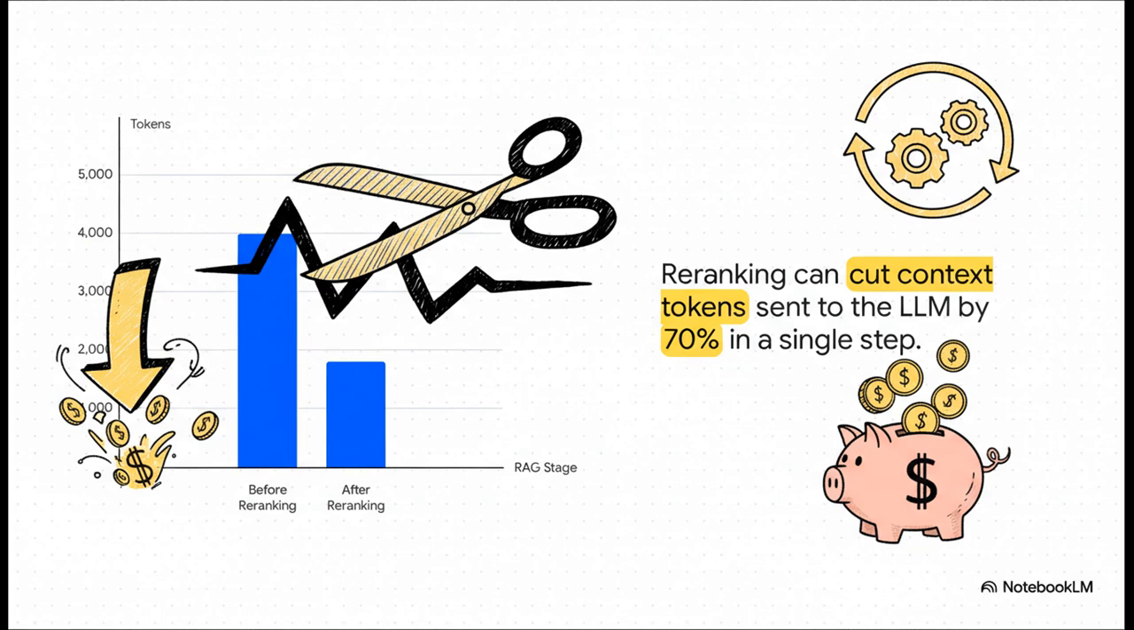And the impact? Just look at this. It's staggering. We're cutting the number of tokens we send downstream by way more than half. This single step is one of the biggest levers you can possibly pull for cost reduction. It's such a simple change with a massive, massive financial impact.